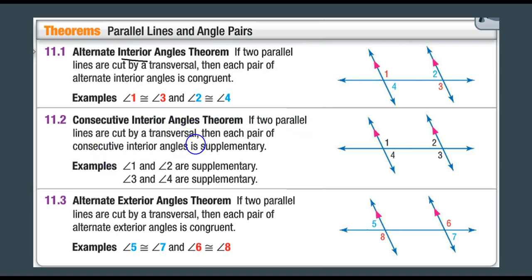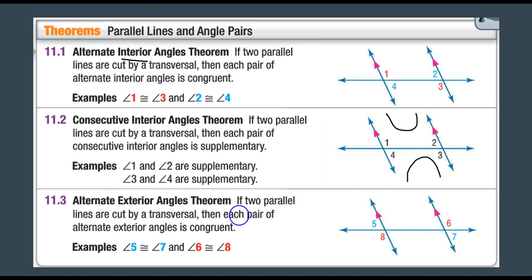Then we have the consecutive interior angle theorem. If two parallel lines are cut by a transversal, then each pair of consecutive interior angles are supplementary. Remember, when we're talking about supplementary, that means when you add both of those angles together, they're going to add up to be 180 degrees. So angle 1 and angle 4 add up to be 180 degrees, and angle 3 and angle 4 add up to be 180 degrees. They're interior angles and they're consecutive. I remember this one as it kind of makes a C depending on how you're looking at it. This way it would be kind of a sideways C. And in this case, it would be right there as well, to help you remember. It has to be inside.